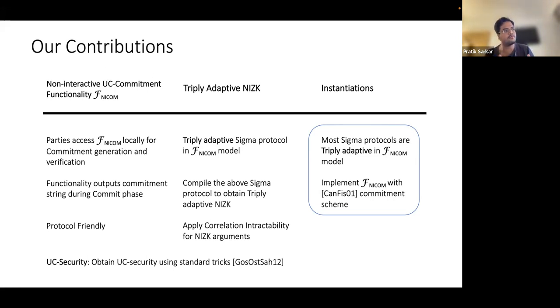So to go from single session to multi-session, you can use simulation sound extractable commitment schemes, which are there in the GOS paper, and also some signatures like one-time signatures. That's a very standard technique to uplift to UC security. That is there in the GOS paper, and also in the paper by Ran Canetti, Abhishek Jain and Daniel Wichs. So yeah.